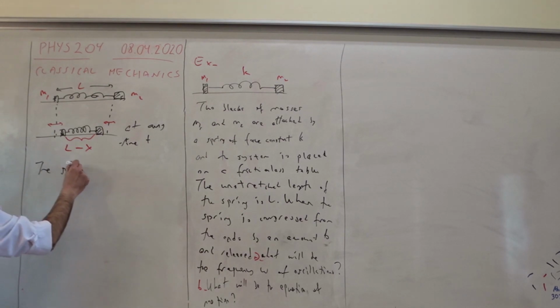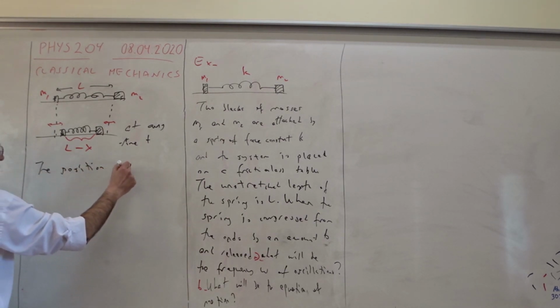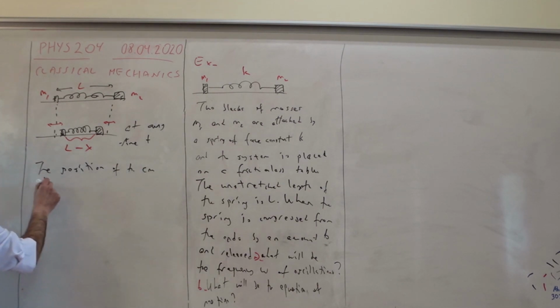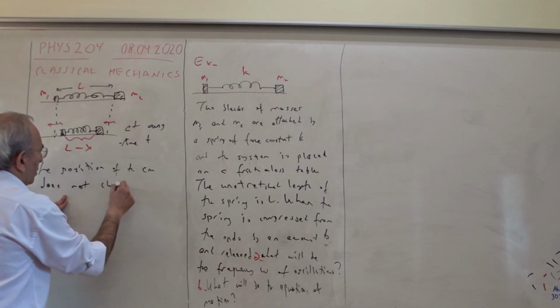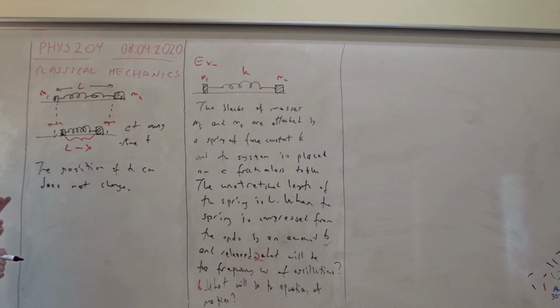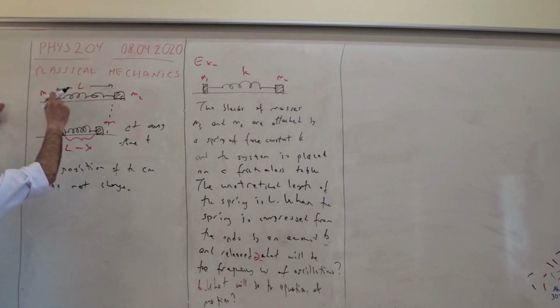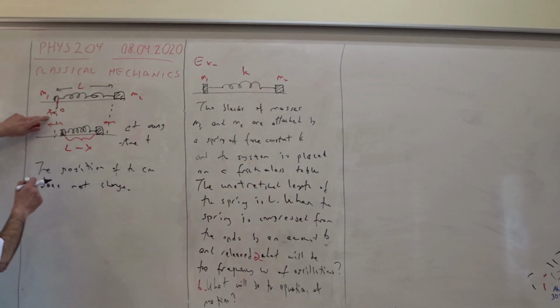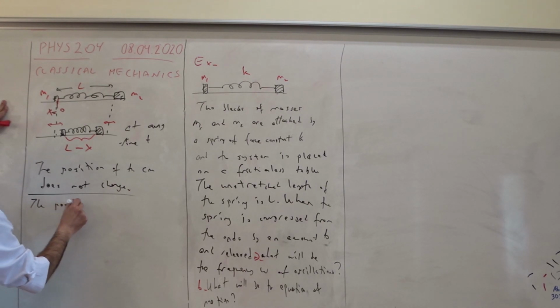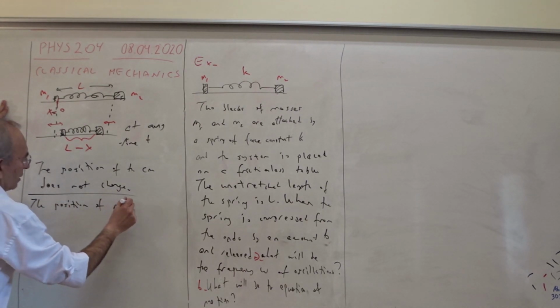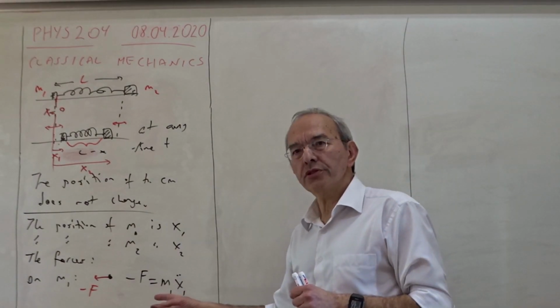The position of the center of mass does not change because of having no external force in the horizontal direction. So we should choose a reference position. Let that reference position be, for instance, here. Let it be x equals 0. Then the position of mass m1 is x1, and the position of m2 is x2. So these are the forces on the two objects.